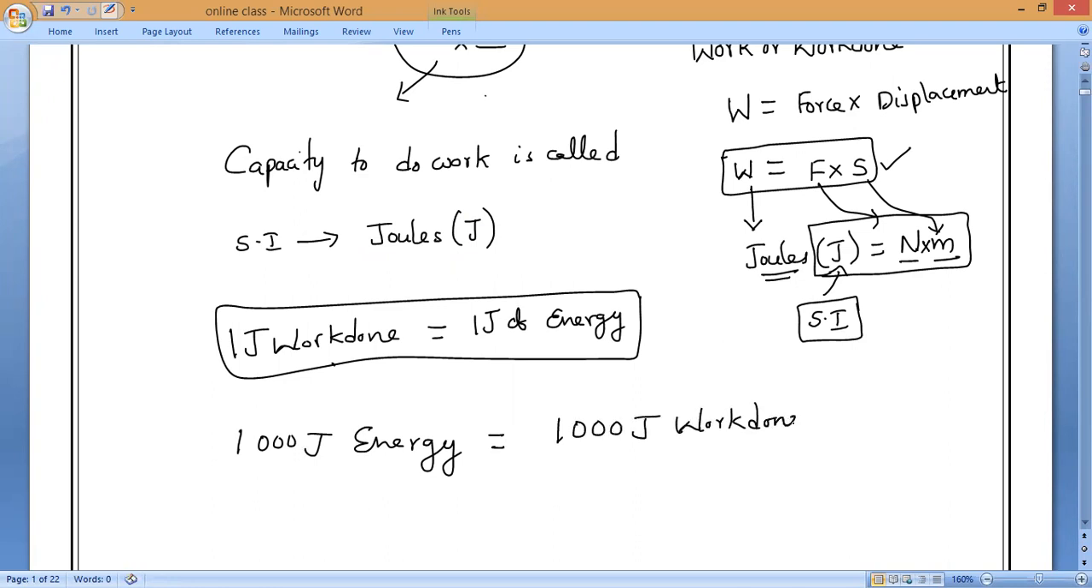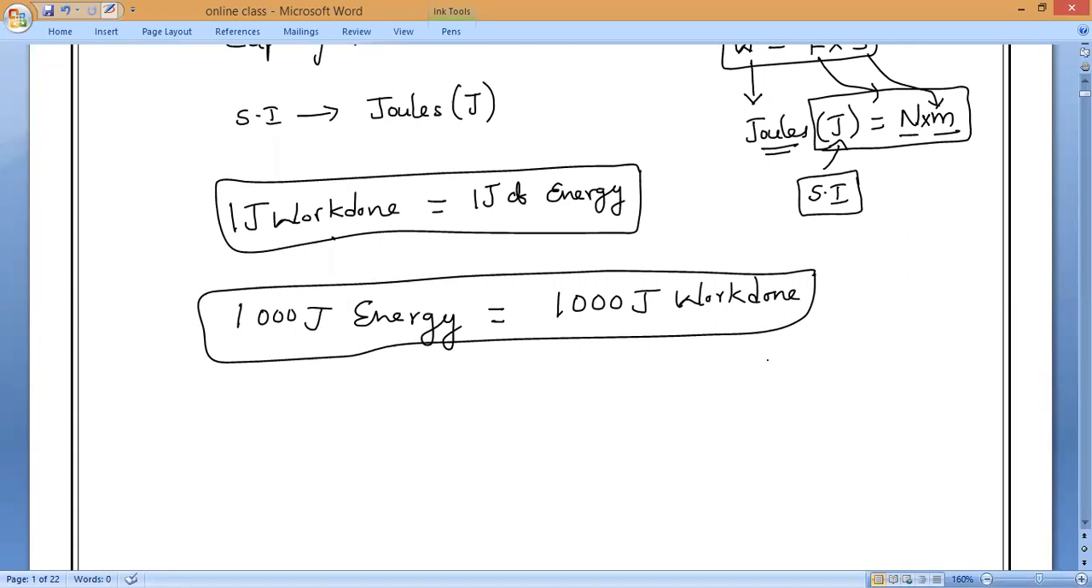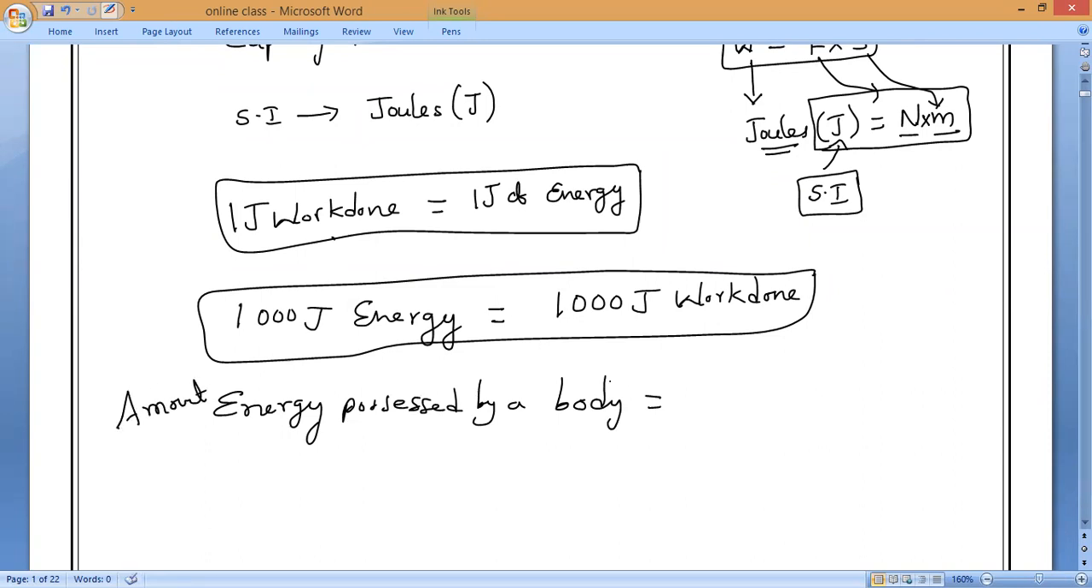That is what you all should remember. If I get 100 joules of energy, I can do 100 joules of work. If I get 1,000 joules of energy, 1,000 joules of work done. Always remember that. Energy possessed by a body or object is equal to the amount of work done. Is it okay, everybody? So that is what it is.